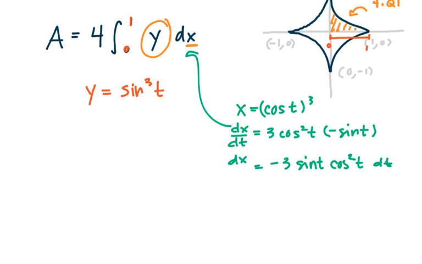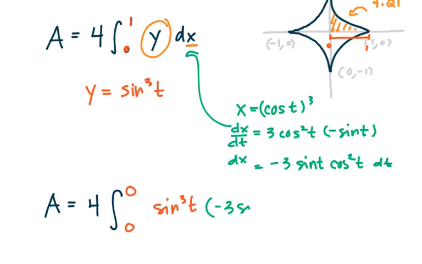And taking that dt and multiplying it over here, we have a direct substitution we can create. So in this case, I have my area equals 4, my integral. I'm going to need to calculate some new bounds for x. My y is sine cubed of t, and my dx is negative 3 sine t cosine squared t dt.